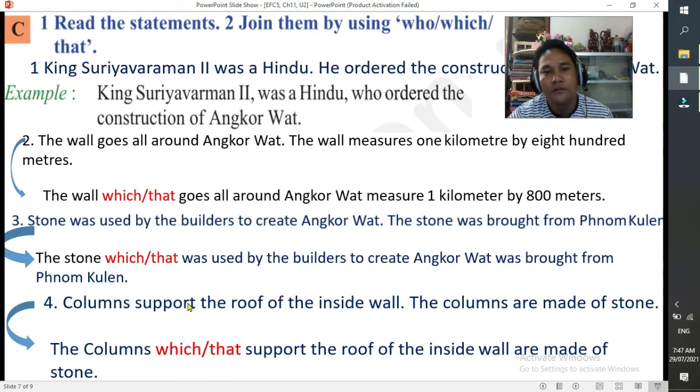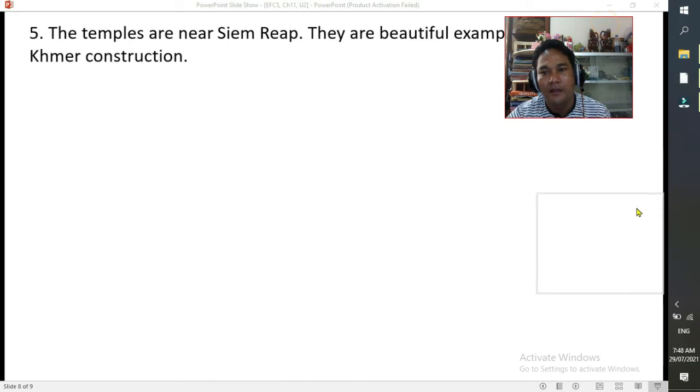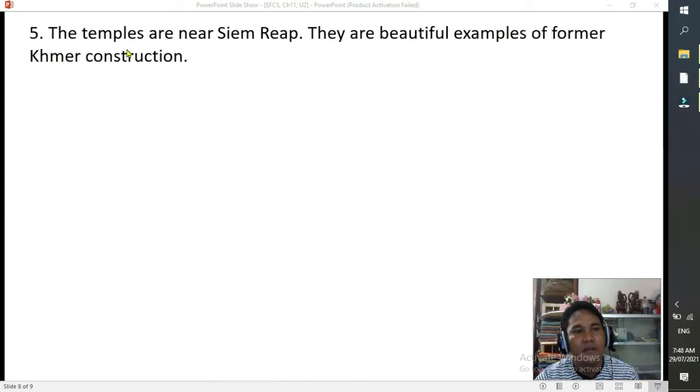Okay, good. So this is how to combine the two statements, two sentences, by using a relative clause, or we use a relative pronoun to combine them. Okay, so now we finish this part. Not yet, one more exercise, number 5, right? Number 5. The temples are near Siem Reap. The second statement: they are beautiful examples of former Khmer construction.